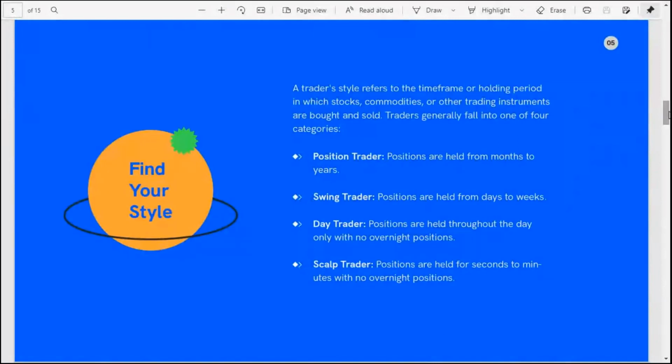Now, once you are able to understand the type of person you are, what type of characteristics you have, are you conservative, or are you aggressive when it comes to making trading decisions? If you're aggressive, you can decide to be a scalper. If you are conservative, you can decide to be a day trader. If you are very, very conservative, you can decide to be a swing trader. If your conservation level is 1000%, you can decide to be a position trader.